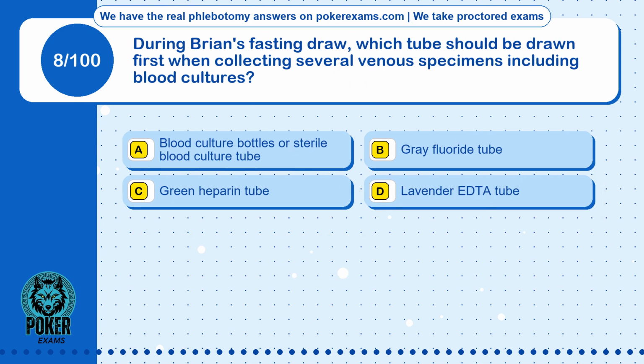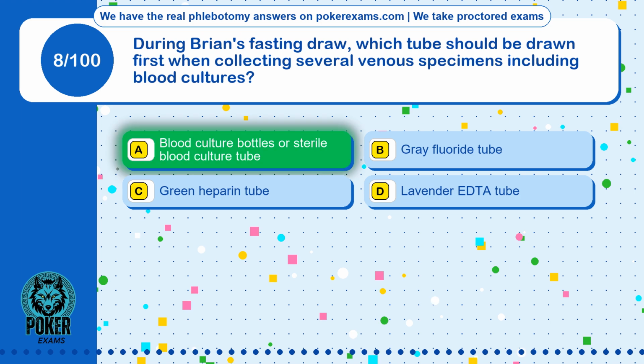Question 8. During Brian's fasting draw, which tube should be drawn first when collecting several venous specimens including blood cultures? Option A. Blood culture bottles or sterile blood culture tube. Option B. Gray fluoride tube. Option C. Green heparin tube. Option D. Lavender EDTA tube.